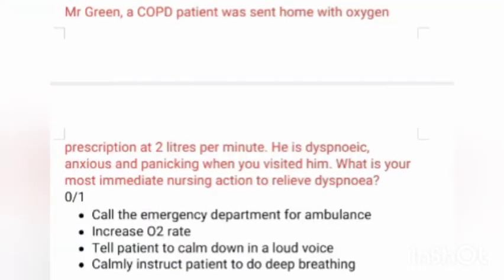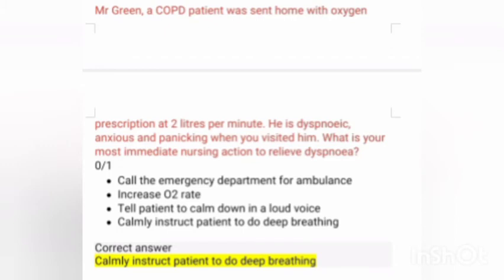Next question, Mr. Green, a COPD patient, was sent home with an oxygen prescription at 2 liters per minute. He is dyspneic, anxious, panicking when you visited him. What is your most immediate nursing action to relieve dyspnea? Option A, call the emergency department for an ambulance. Option B, increase oxygen rate. Option C, tell patient to calm down in a loud voice. Option D, calmly instruct patient to do deep breathing. The correct answer in these options is option D, calmly instruct patient to do deep breathing.